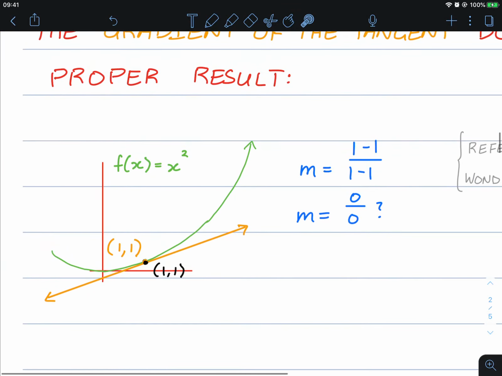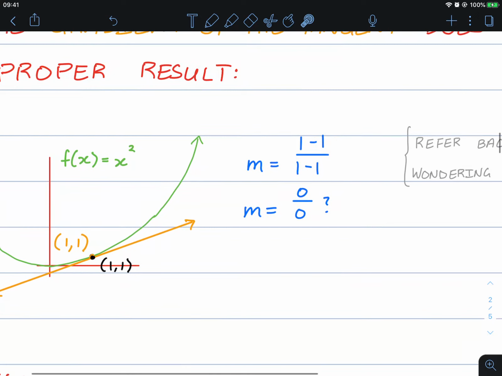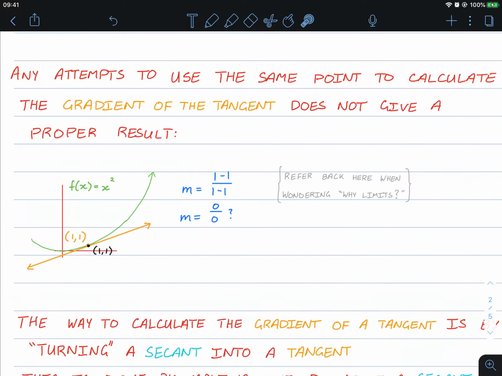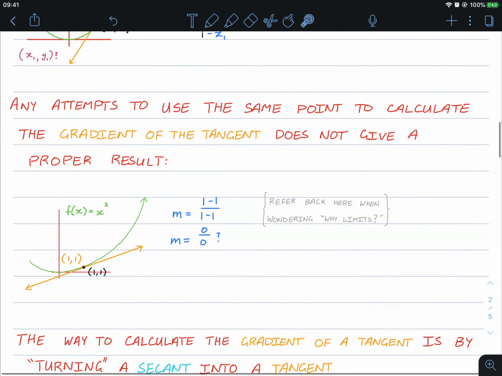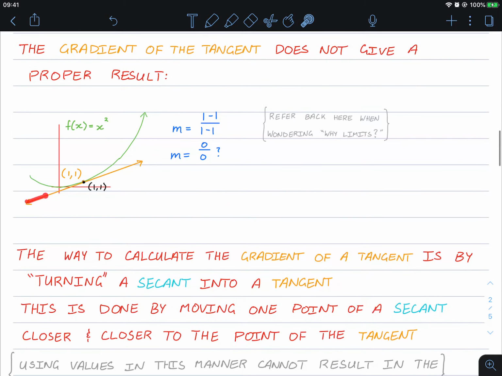Any attempts to use the same point to calculate the gradient of the tangent does not give a proper result. So most people thought to just use, let's say we have two points, (1, 1) and the exact same point, (1, 1). If we use these two points, we get a gradient of y2 minus y1, 1 take away 1, divided by x2 minus x1, 1 take away 1. But this gives us an improper result, 0 divided by 0. So we can't do that, and so the way to calculate the gradient of this tangent here is by turning a secant into a tangent.